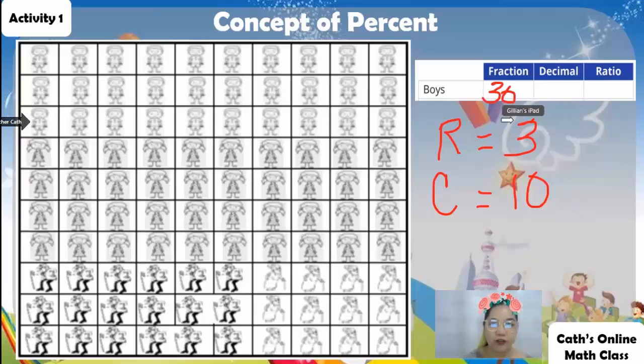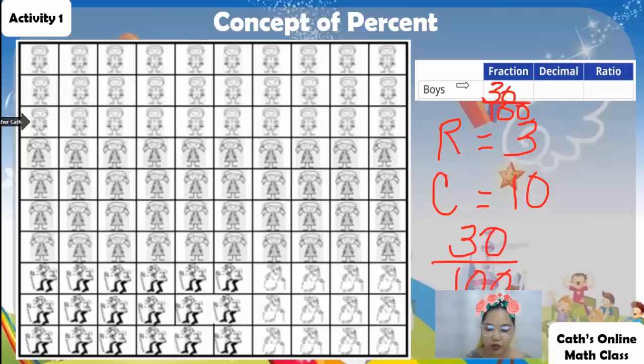Now, out of all this, how many is the total? When you convert this to a fraction, it is 30 over 100. Now, how about decimal again? What are we going to do? If it's 30 over 100, there are 2 zeros again, so the decimal point is here. Let us move the decimal point to the left twice. 1, 2, there you go.